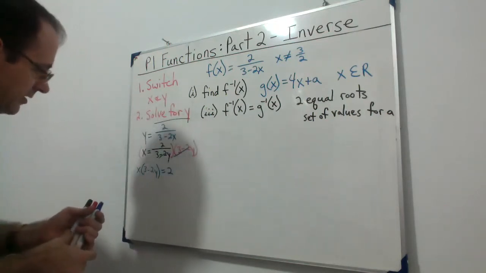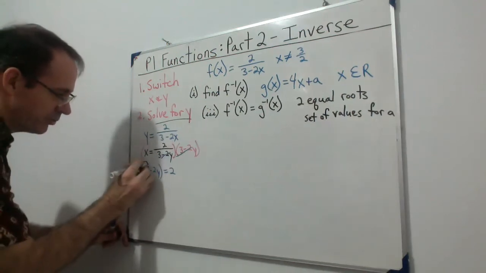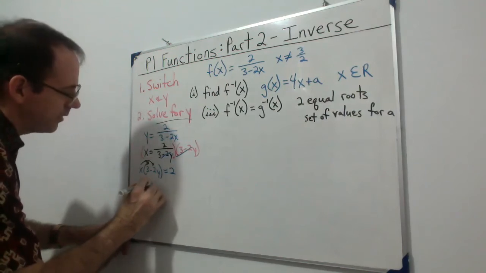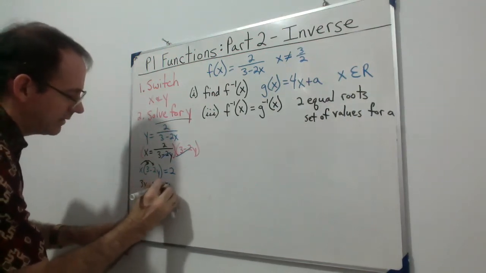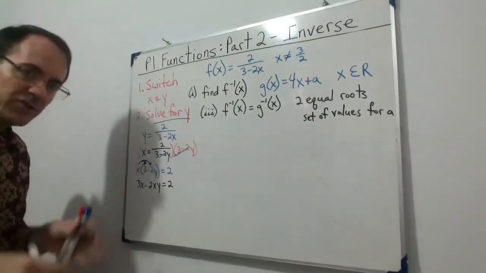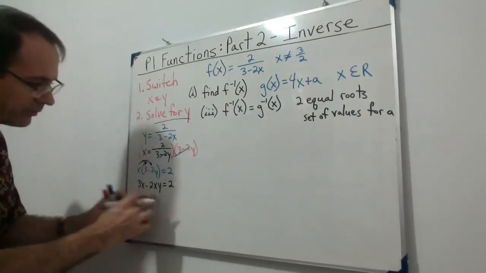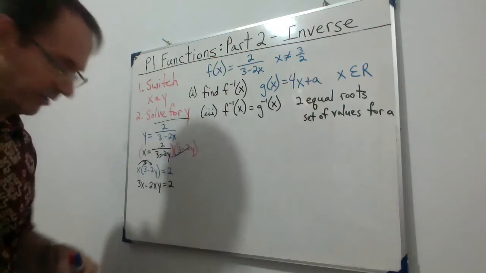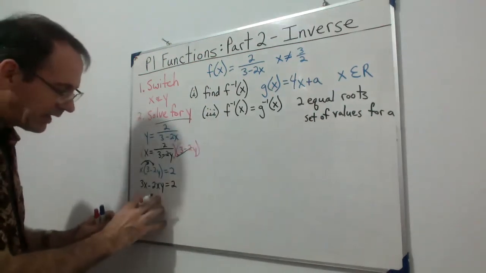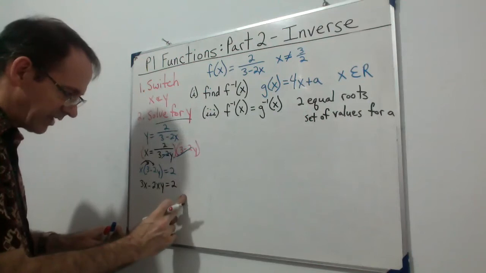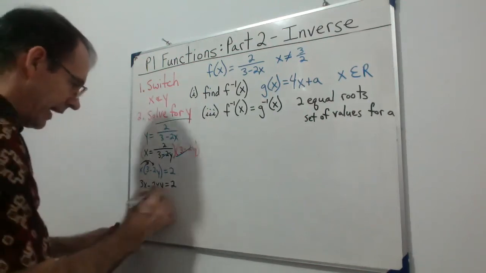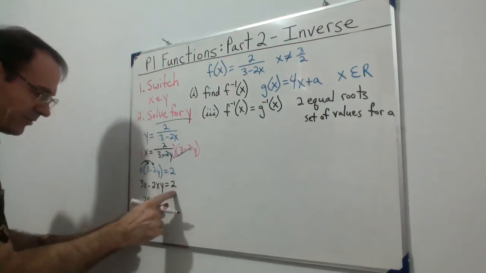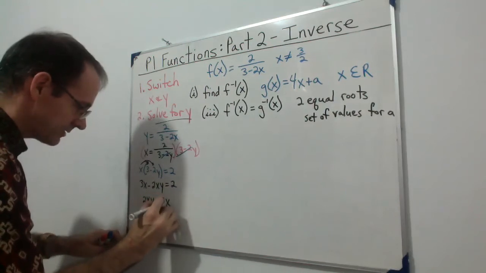Just clear out your fraction. Then we need to distribute this x through our parenthesis. So we get 3x minus 2xy equals 2. Remember, find all your terms that have a y in it. Well, we only have one. That's okay. And move the ones that don't have a y in it to the other side. Well, I like to keep my y positive, so I'm actually going to move it to this side and move the 2 over here. So if we add the 2xy to the other side, then subtract the 2, we get 3x minus 2.